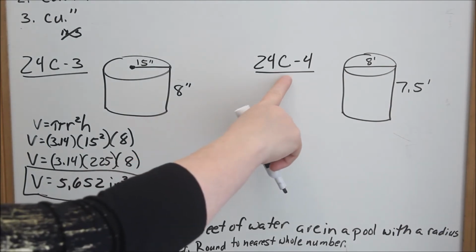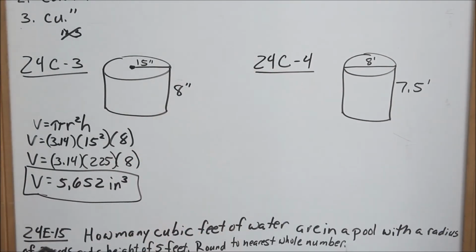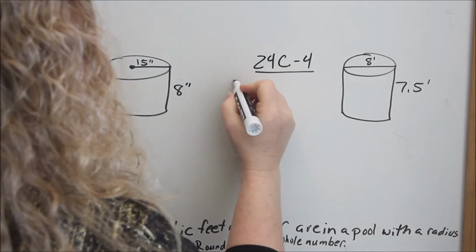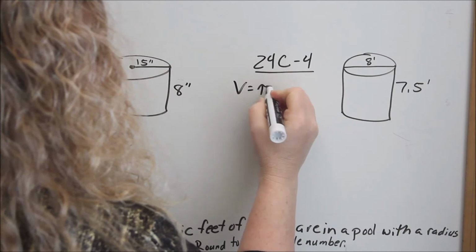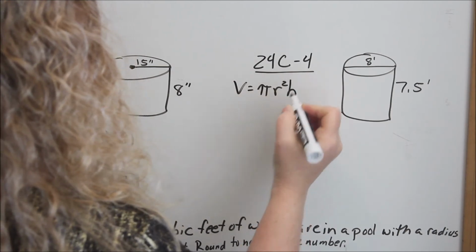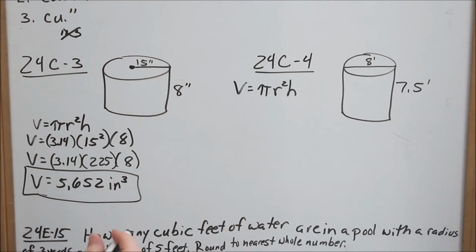Okay, look at 24C number 4. We have another cylinder. So what is the formula for volume of a cylinder? Volume is pi r squared times h. Pi times r squared times h. That's the formula for volume of a cylinder.